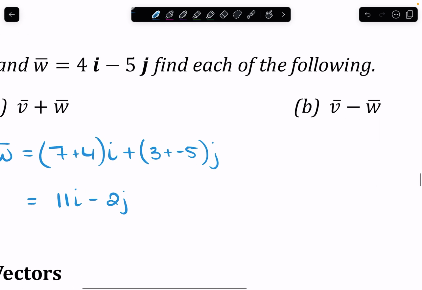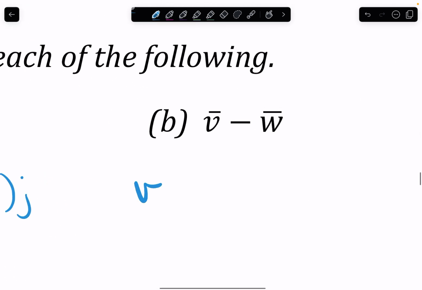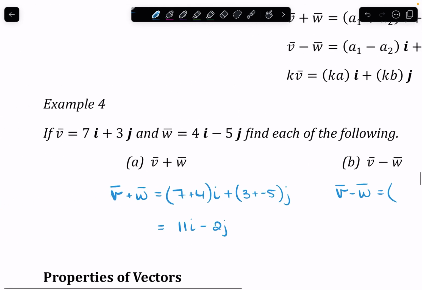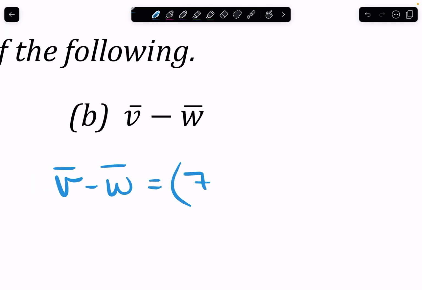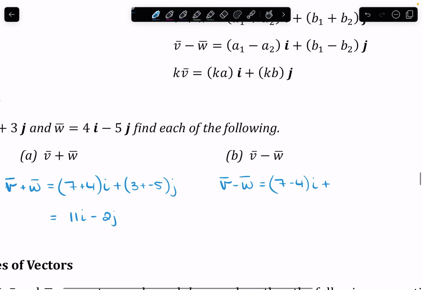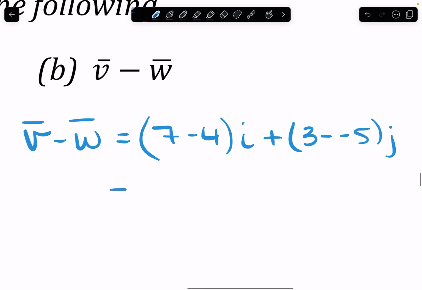All right, v minus w, so make sure v comes first. So the i part's first, 7 minus 4, i plus 3 minus negative 5, which gives us 7 minus 4, 3i plus 3 minus negative 5, plus 8j.